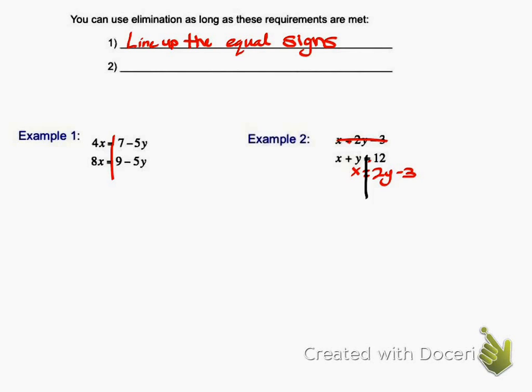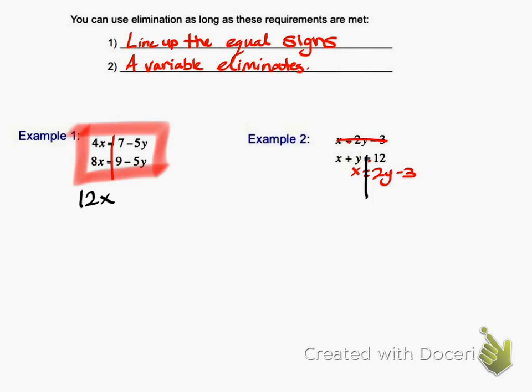Now, the second thing I need to do in order to use elimination, after I've lined up the equal signs, is that a variable must eliminate. So if I'm going to use elimination, I have to eliminate a variable. So let's take a look at example 1. When I add the two sides of the equation, nothing eliminates. Here's what I get: 12x on the left and 16 minus 10y on the right. Do not write this down because it doesn't actually help me solve the problem.